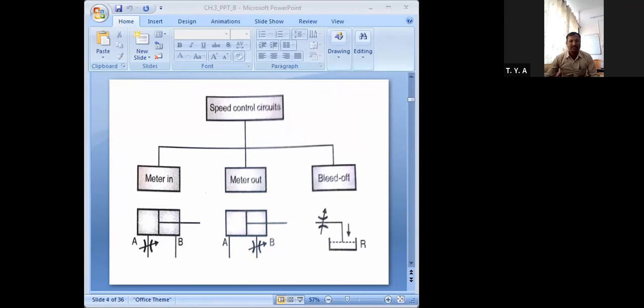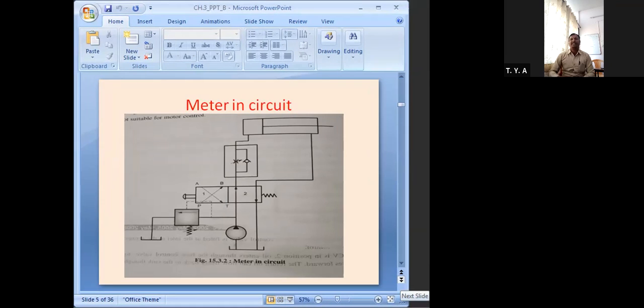You can see here the standard symbol of the meter in circuit, meter in, then meter out. You can see there is a small difference between the two, and this is the bleed off. Now we shall discuss firstly the meter in circuit, then meter out, these types of speed control of hydraulic cylinders. In the next slide, firstly we'll go for the meter in circuit.